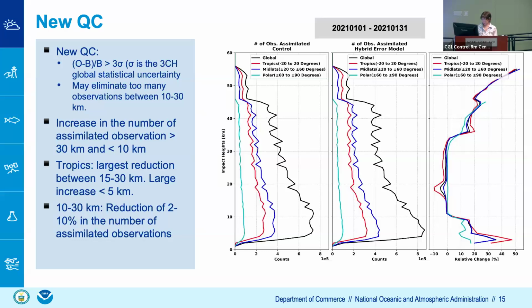So here are the plots. On the left, this is the current QC, the statistic QC developed by Lydia. In the middle, this is the new QC. On the right, this is the difference between these two. So you can see below 10 kilometer and above 35 kilometer, we bring into the system a large amount of data, up to 50%.